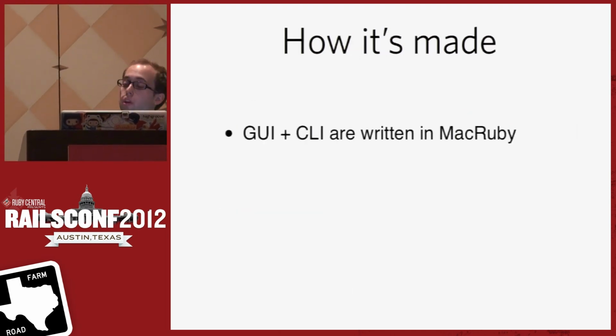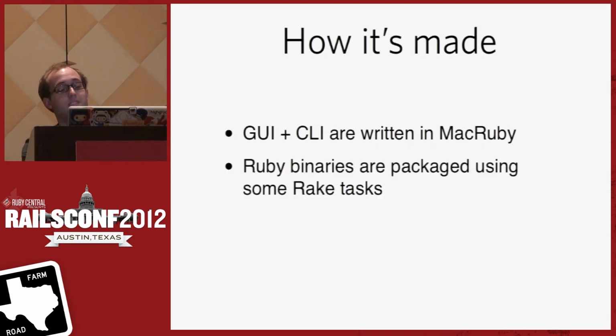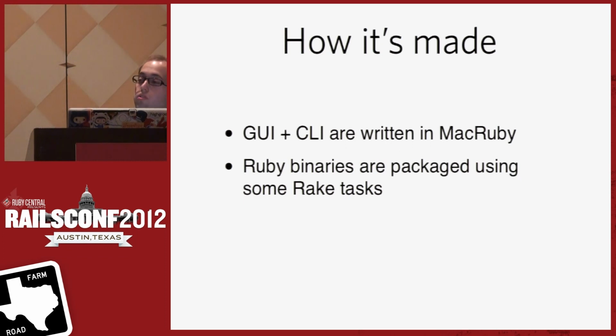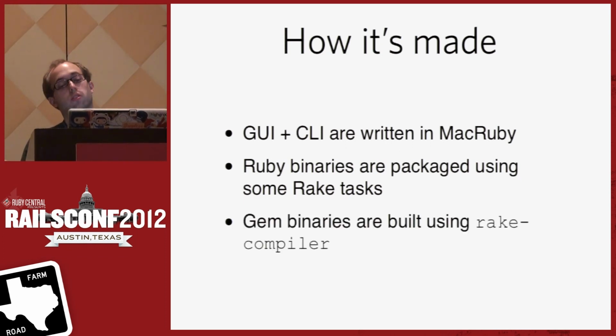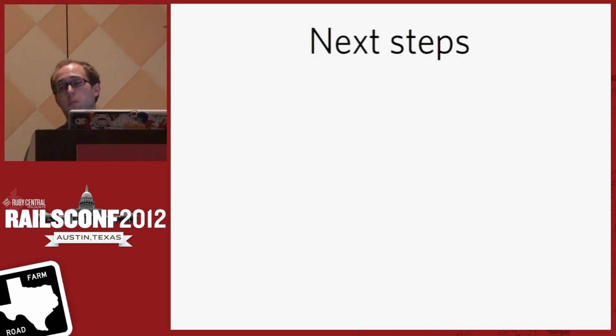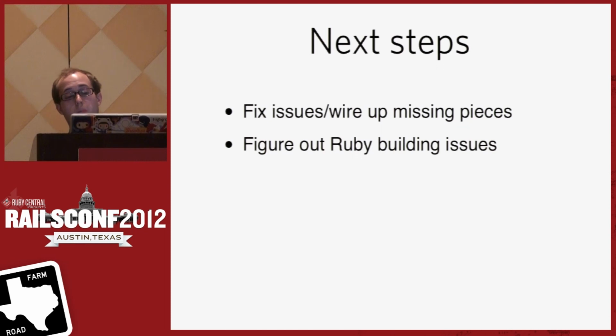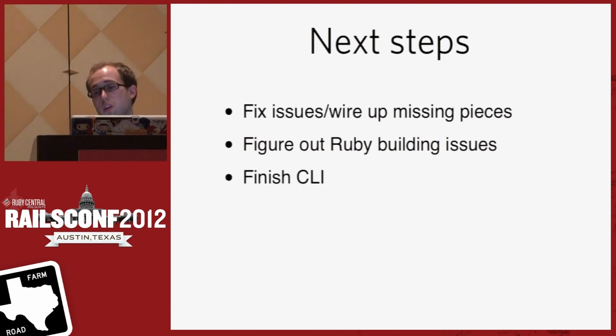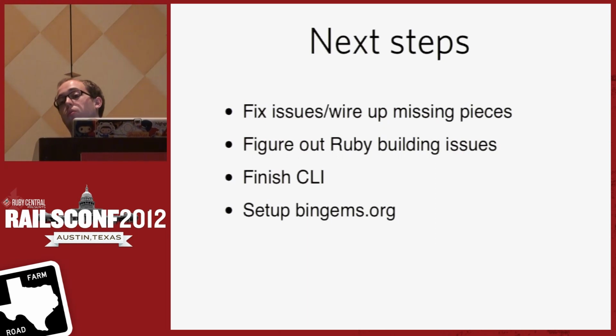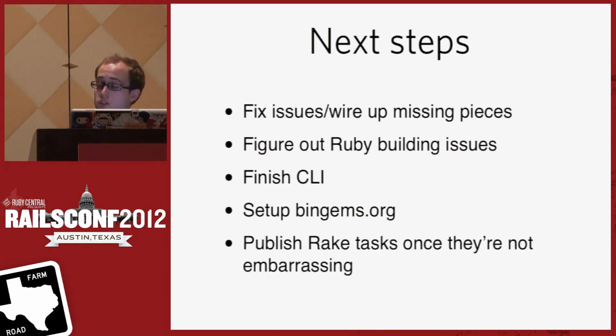So how is it made? It's written in MacRuby. Ruby binaries are packaged up using some rake tasks, using rake compiler, similarly doing static compilation. Some next steps that we want to take this to the next level are to fix some issues. There are some issues up on GitHub, and if anyone finds any, feel free to file them there or add to them. Wire up some of the missing pieces. It's not all fully functional just yet, but it is on GitHub. Figure out some Ruby building issues that are currently present. Finish up the command line interface, and set up bin gems, which is going to be a way to install binary versions of gems. And we want to also publish the rake tasks once they're not so embarrassing. Right now, they're not so clean, but once they're clean, Jeremy's going to push them up to GitHub.